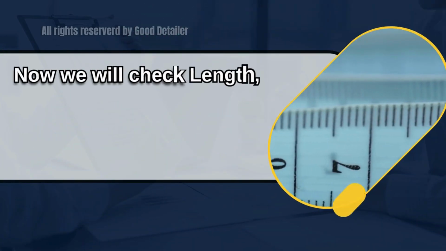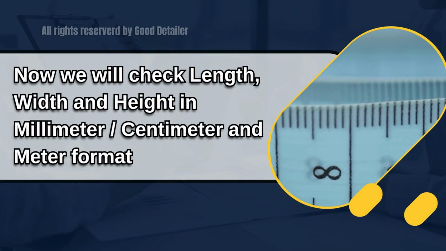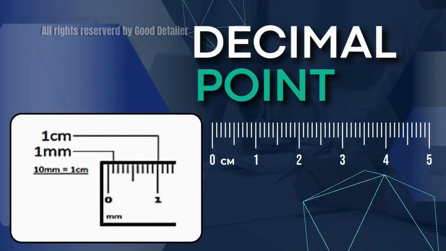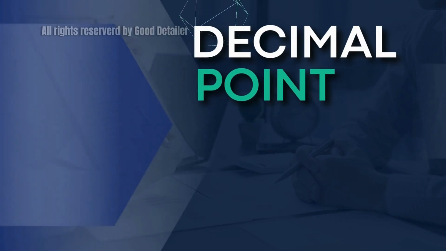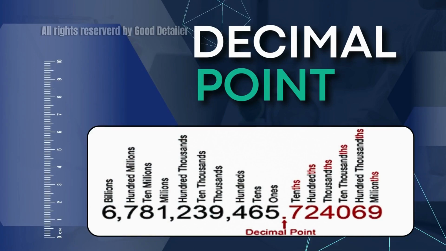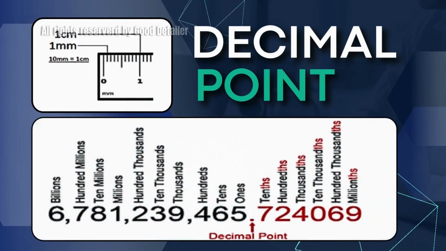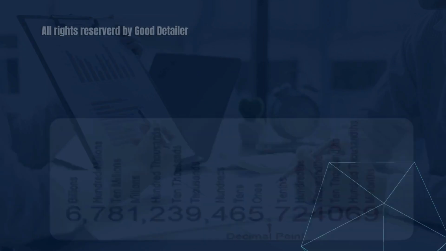Now we will check length, width, and height in millimeter, centimeter and meter format. A decimal point is a dot used to separate the whole number part from the fractional part in a decimal number. For example, in 12.34, the decimal point separates 12, the whole number, from 34, the decimal or fractional part.